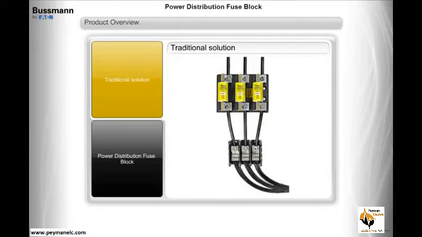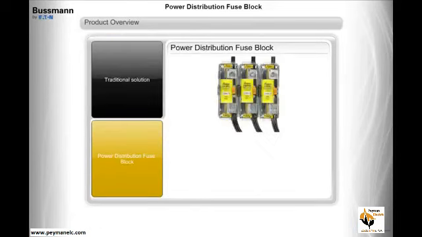Traditional solution. Here is the traditional solution with power feeding a 3-pole Class J fuse block and then utilizing power distribution blocks to feed power to multiple branch circuits. Power distribution fuse block. Here is the new solution that features a fuse block with built-in power distribution capabilities, eliminating the need for the additional power distribution block.